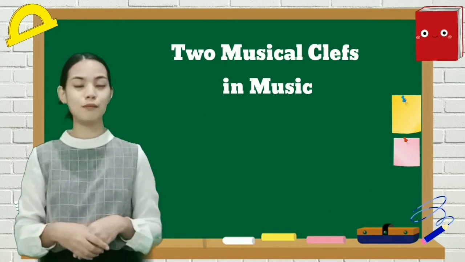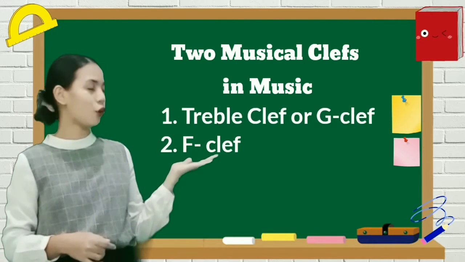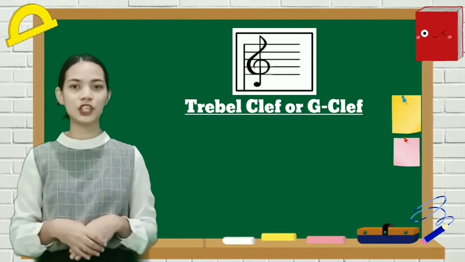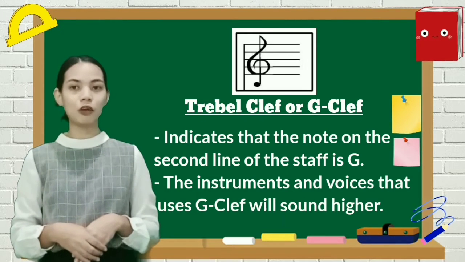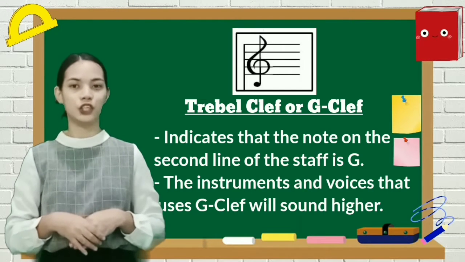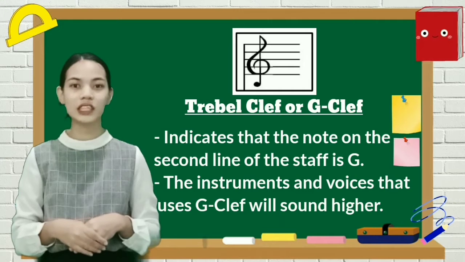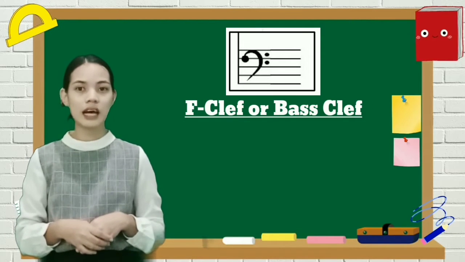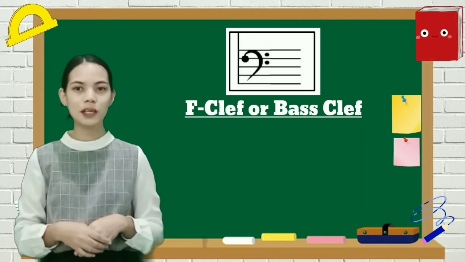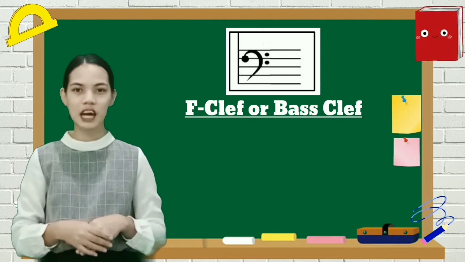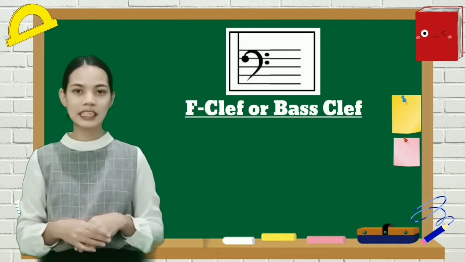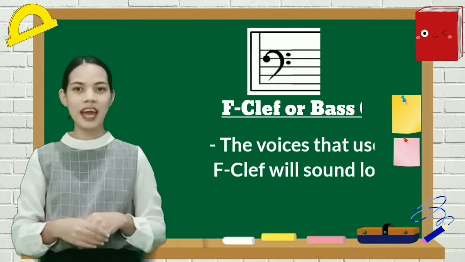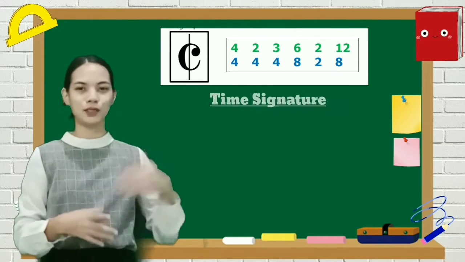There are two musical clefs in music, and these are the treble clef, also known as the G clef, and the F clef. The treble clef, or G clef, indicates that the note on the second line of the staff is G. So the instruments and voices that use the G clef will sound higher. The F clef, commonly known as the bass clef, is placed on the fourth line of the staff, which indicates that any note on that line is an F. So the voices that use the F clef will sound lower. And the last symbol is the time signature.